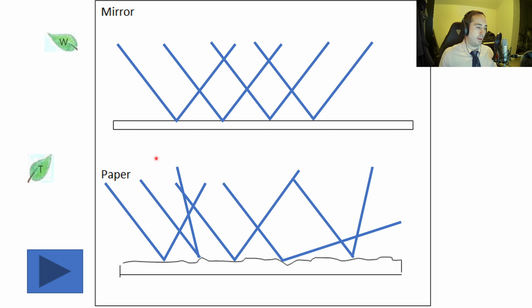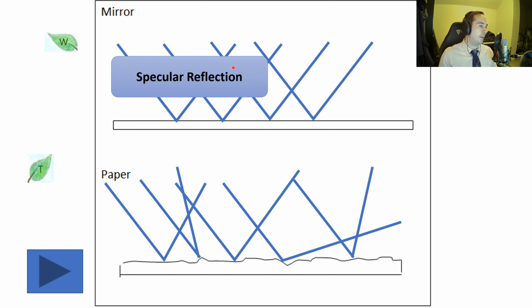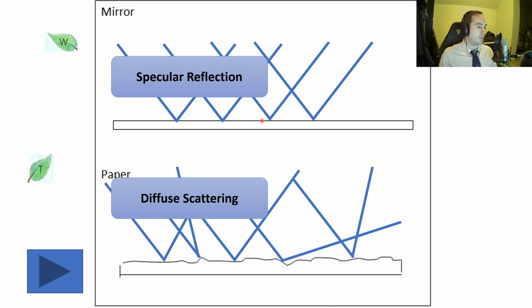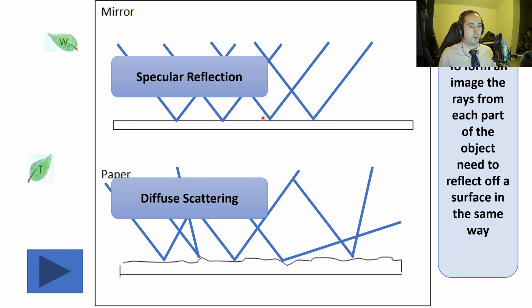Now this isn't a very good reflection down here. This one at the top is. We actually have a special name for this. This is called specular reflection. So if you have a look in a mirror, that's what it'll be. And this bottom one is called diffuse scattering. Now, to form an image, you need to have this top one here, specular reflection.